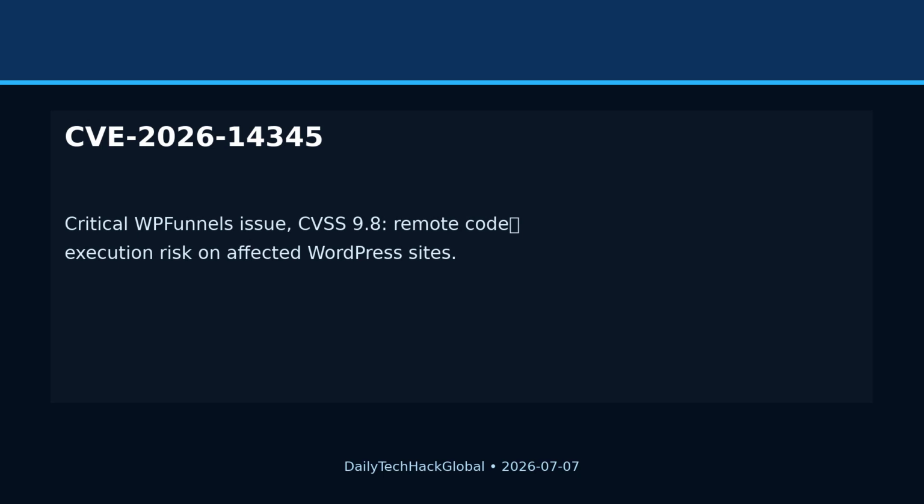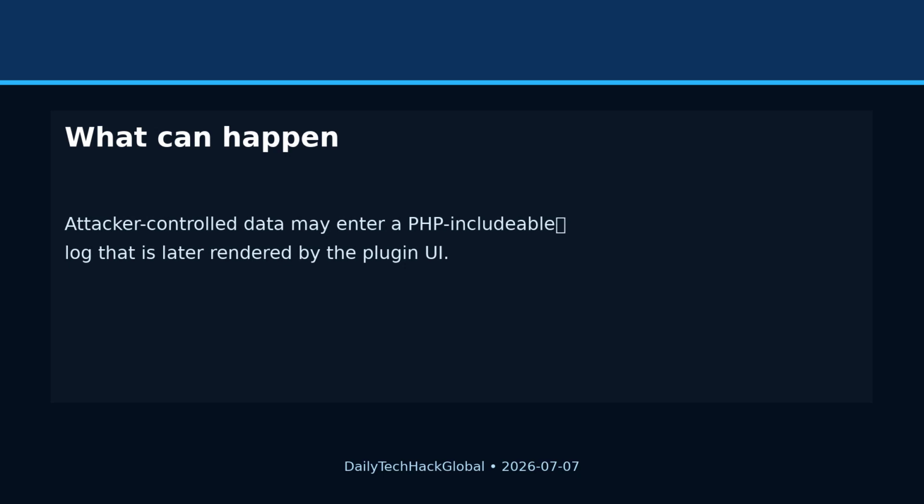The practical impact is remote code execution on the WordPress server under a specific but serious workflow. The NVD description says attacker-controlled post data can be written into a PHP includable log file, and that file can later be rendered through the plugin's log viewer. Exploitation depends on logs being enabled and an administrator opening the polluted log through the plugin interface. Still, the injection step is described as unauthenticated, with network access, low complexity, and no privileges required.